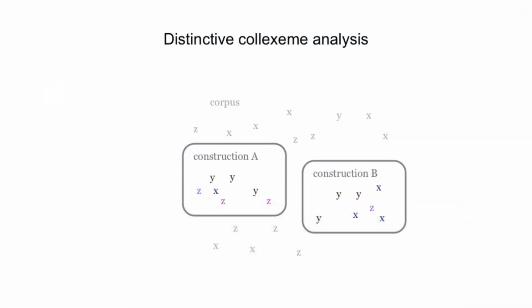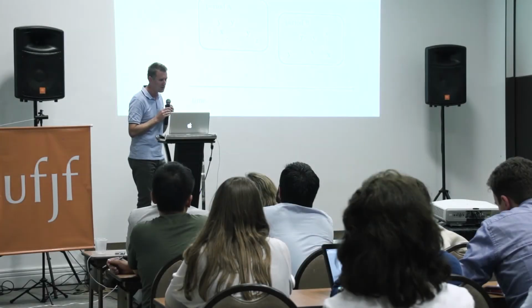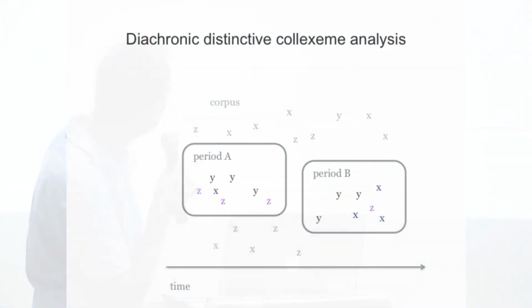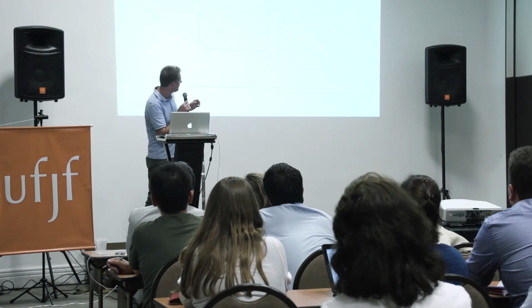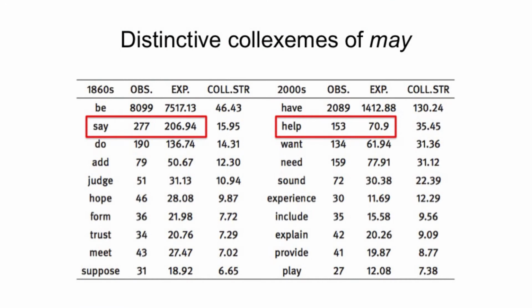So Z is much more associated with construction A, and X is much more associated with construction B. This can be exploited for diachronic purposes, so we can also analyze the same construction across two different periods of time, meaning that this construction has changed in its collocational behavior from being very much associated with Z to being very much associated with X and not so much with Z. So I did this for may in the 1860s against may and its collocates in the 2000s.